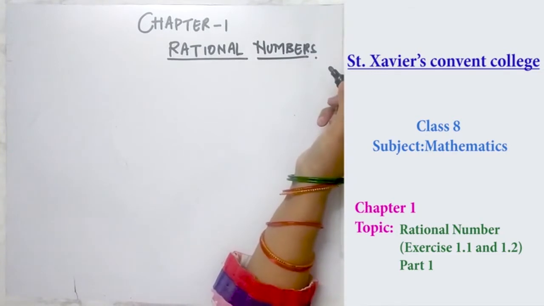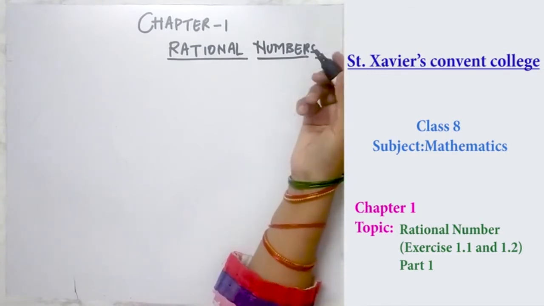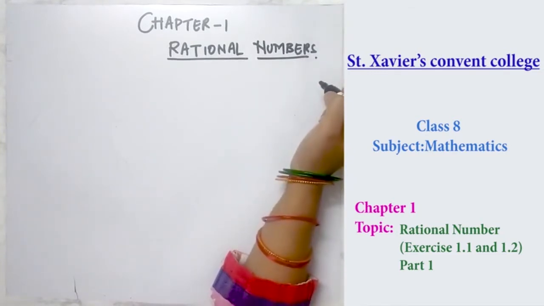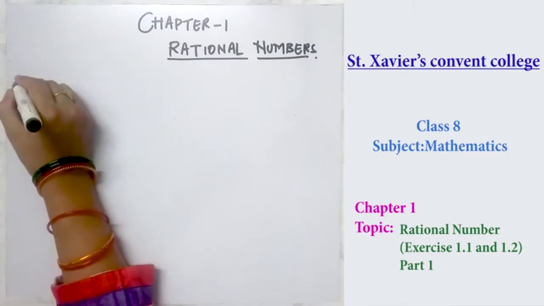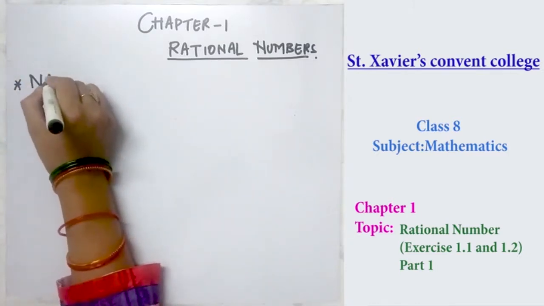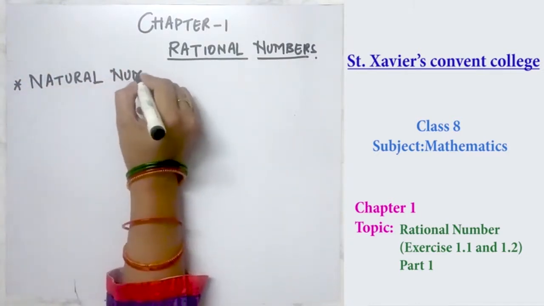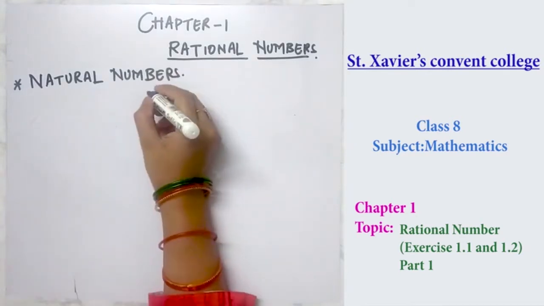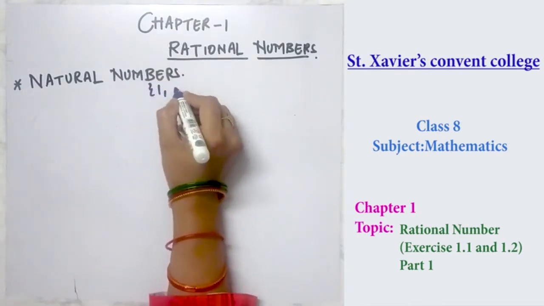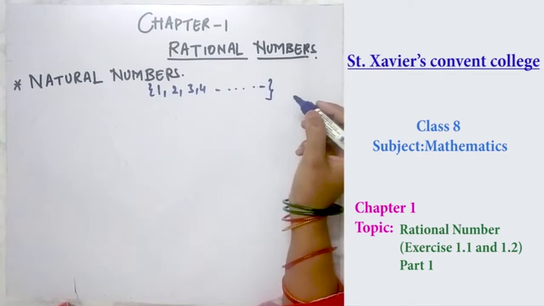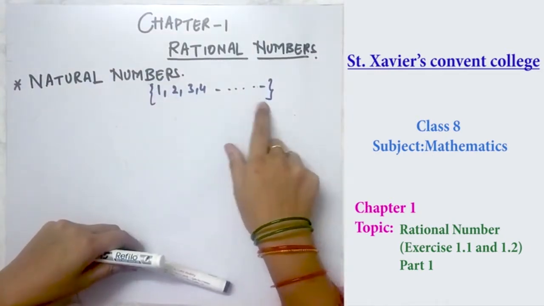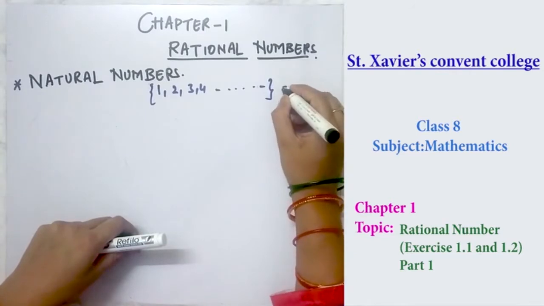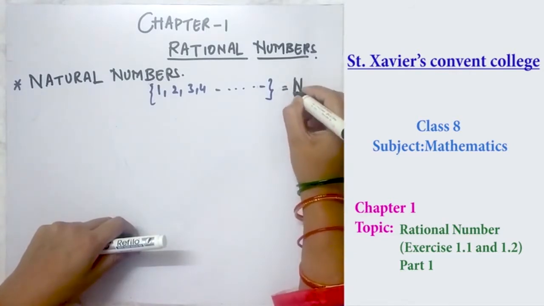Before starting with the rational numbers and before telling you the definition of the rational numbers, I would like to have a revision and have an overlook on some important things. The first is natural numbers. You must have studied in your junior sections. Natural numbers, as you all know, start from 1, 2, 3, 4 and so on. The natural numbers are notated by the capital letter N.